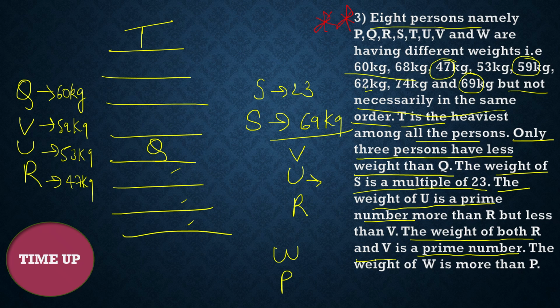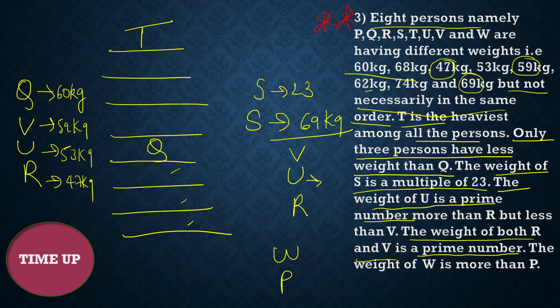Why did I take Q as 60 kg? Because if I had taken 68 kg here or 74 kg, then V, U, R should be less than that, correct?